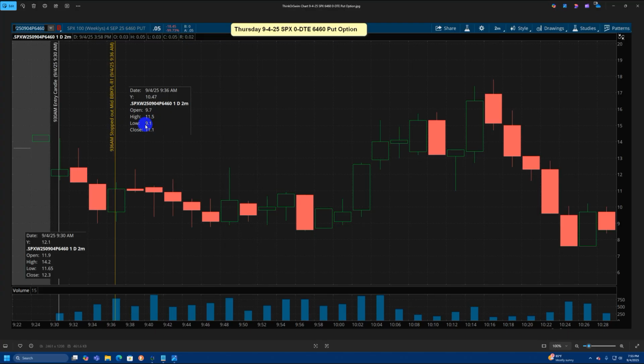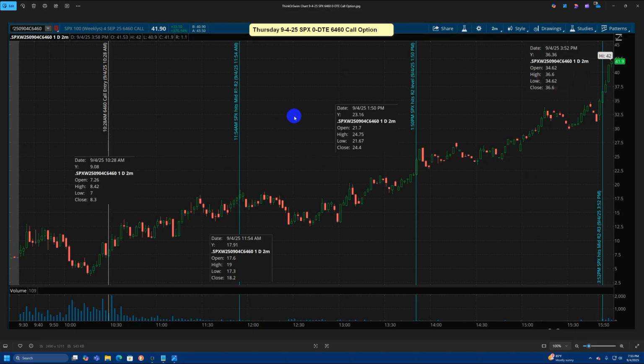Next, we're going to look at the 6460 call option. Okay, here we have the 6460 call option. Here we have our 10:28 entry. Remember, that was after the 10:24 a.m. candle popped above the BBKPL, and then 10:28 a.m. is our successful candle retest. Again, we're buying on the close of the candle. The close of the candle was $8.30.